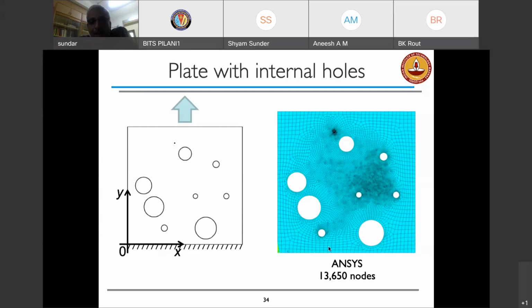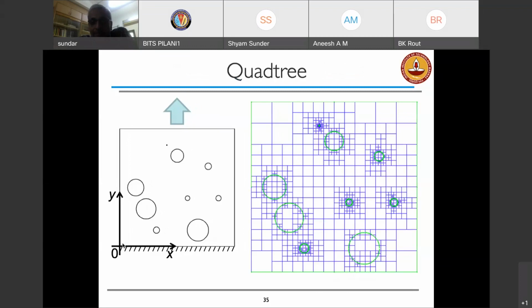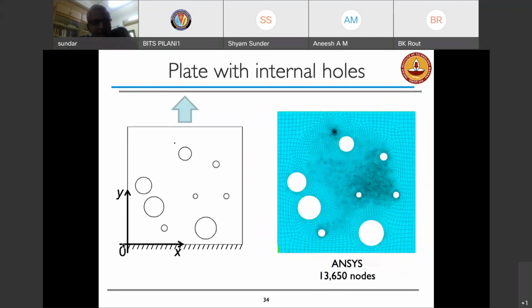And now if I invoke ANSYS, at least when we tried, we end up with roughly around 13,650 nodes. Of course, somebody who is a pro ANSYS user may jump and say, I can be smart and reduce this by dividing this into smaller regions and then use appropriate elements. I'm not arguing in those aspects. I'm just saying, if I just blindly say mesh this region with element size of this, this is what we end up getting. We end up getting roughly around 13,650 nodes.